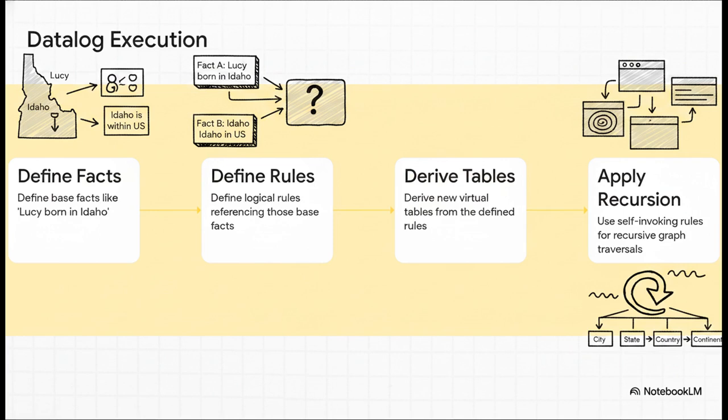That's recursion. You tell the system just once, hey, location A is inside location C, if location A is inside location B and location B is inside location C. That's the whole rule. Datalog takes that single self-invoking rule and just spins it. It effortlessly climbs from city to state to country, dynamically calculating the entire graph without you ever specifying the exact number of joins. It just keeps spinning until it finds the answer. It is phenomenally powerful back-end logic.